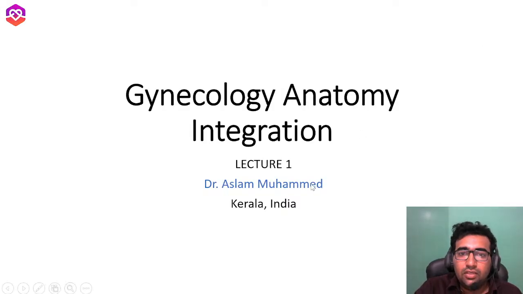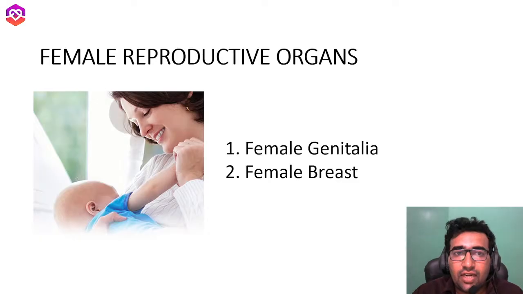Okay, so we are discussing today about the female reproductive organ. The female reproductive organ is not only the female genitalia. Just like male genitalia, there is female genitalia, as well as the female breast, which is also considered to be a female sex organ. Breast, in other words the mammary gland, is a property of every mammal in the world. So we are now considering the female genitalia, the female genital organ.